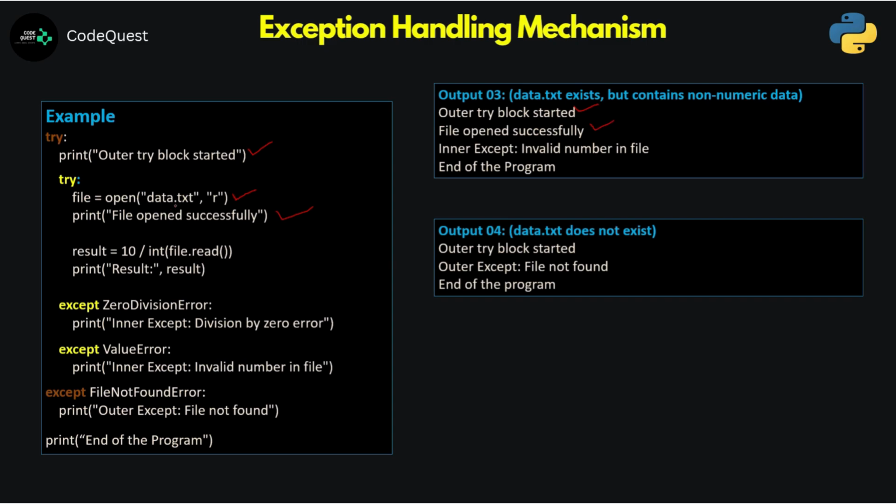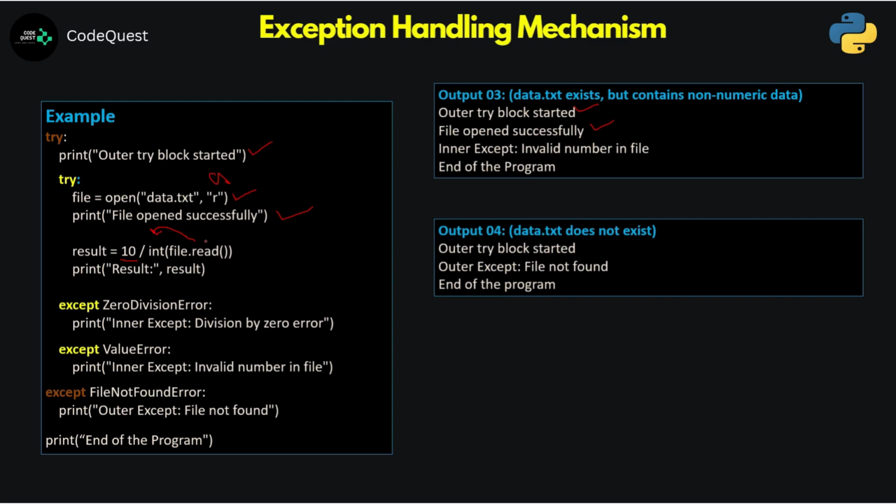Now, because this data.txt contains some non-numeric data, let's say we have something like A here. Because it is non-numeric, when I'm trying to convert it into an integer, it is unable to do so. Before that division can occur, the conversion I'm trying to do, converting this A into an integer, is going to give me a ValueError exception.